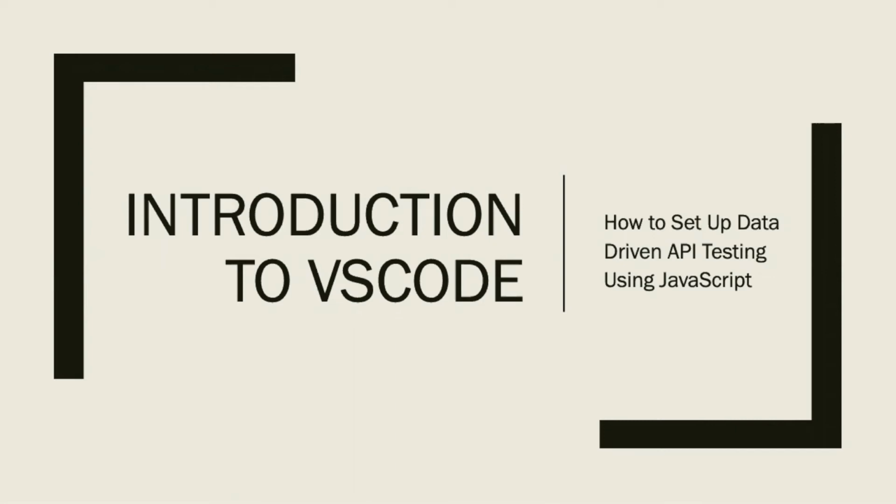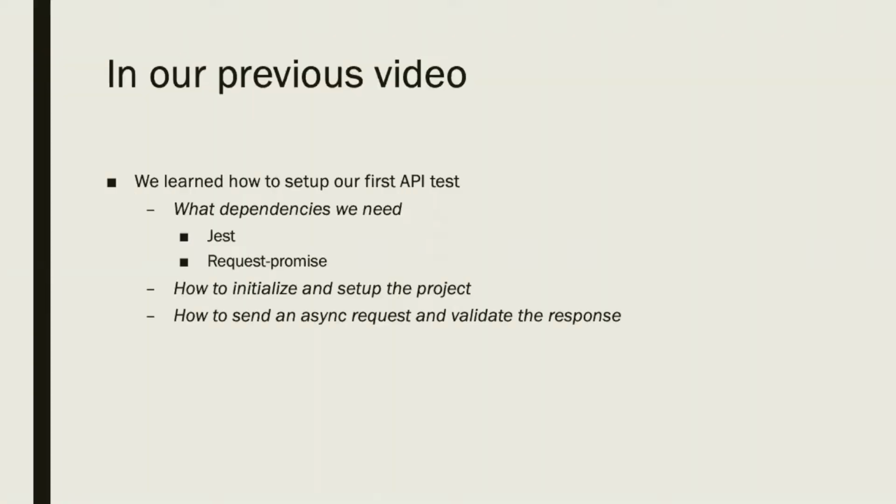In today's video, we will be discussing how to set up data-driven API testing using JavaScript. In our previous video, we covered how to set up our first API test and went over what dependencies we need, including jest and request promise. We also covered how to initialize and set up the project and how to send an async request and validate the response. If you haven't watched the previous video, I encourage you to check it out before continuing with this video, as we will be building off of the script that we built from that video.